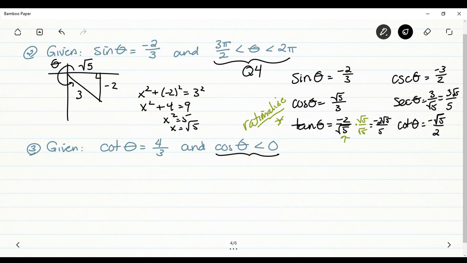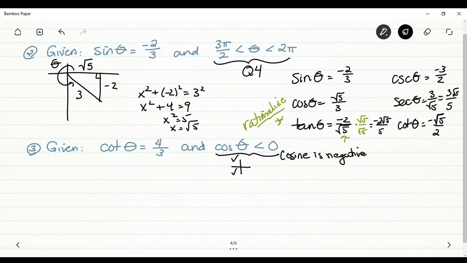In number 3, now we're given a cotangent ratio, but now we are told that the cosine is less than 0. Well, cosine is less than 0 in 2 possible quadrants, right? Our cosine is less than 0 in quadrant 2 and quadrant 4. This means cosine is negative. Okay, it is negative in quadrant 2 and 4.